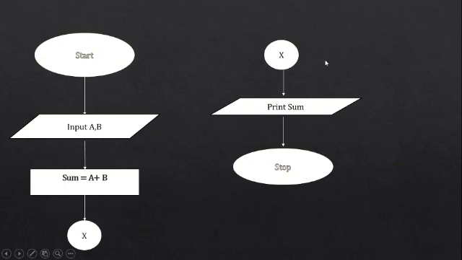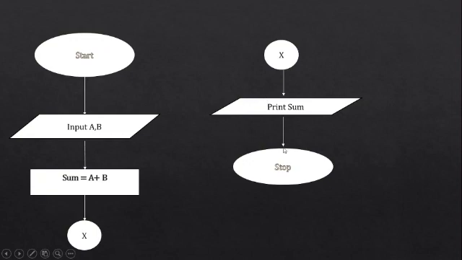Second, I told you about the use of the connector. For example, here is start, then input a, b, then sum equal to a plus b. Here my notebook page is over, and I have drawn only three symbols. For example, I started drawing the flowchart from the left side, half of the page. I put start, then input a, b, then sum equal to a plus b, then my left side is over.